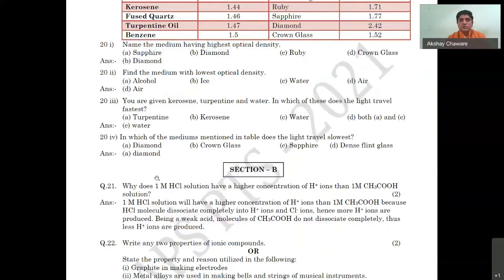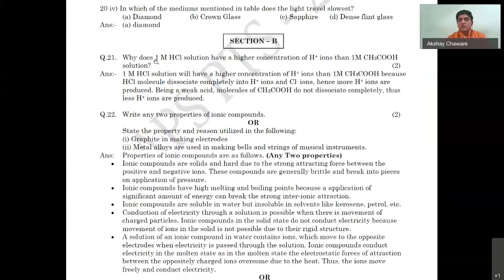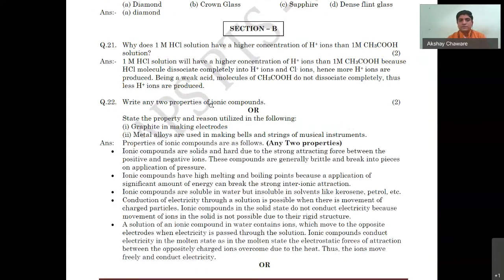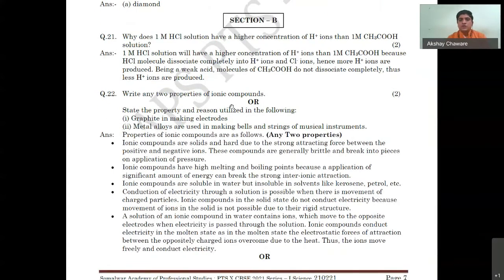Now in section B, question number 21. Why does 1 mole HCl solution have higher concentration of H plus ions than 1 mole of CH3COOH, acetic acid? So if we compare HCl and acetic acid, then HCl is the strong acid and acetic acid is a weak acid, and HCl being a strong acid dissociates completely into H plus ions and Cl minus ions. So more H plus ions are produced by HCl, and that's why it has a higher concentration of H plus ions.